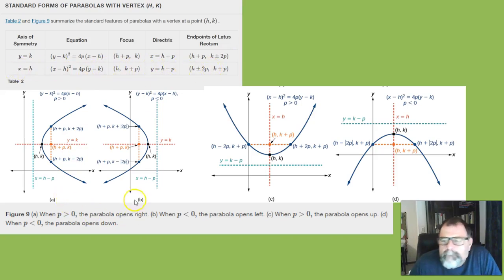Okay? And again, if p is positive, it's opening to the right or up. If p is negative, it's opening to the left or down, depending on which form it is, A, B, C, or D. So all the usual changes.